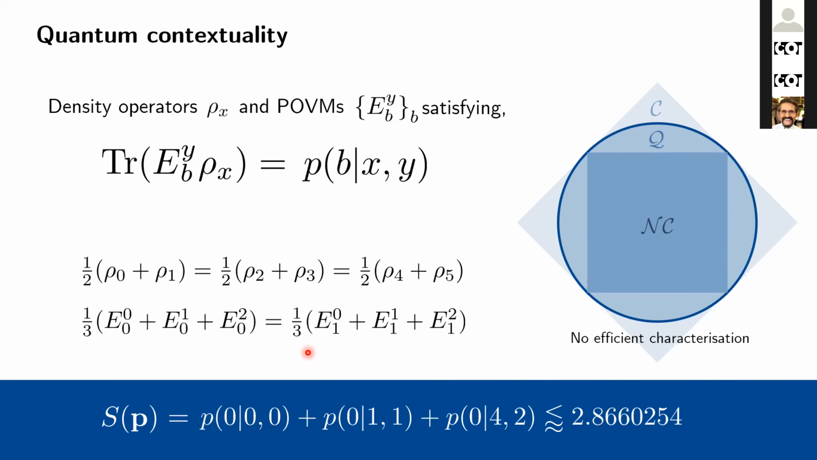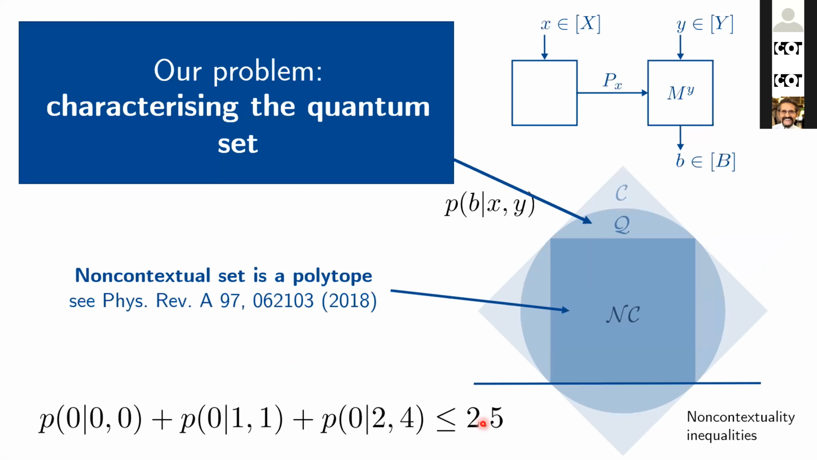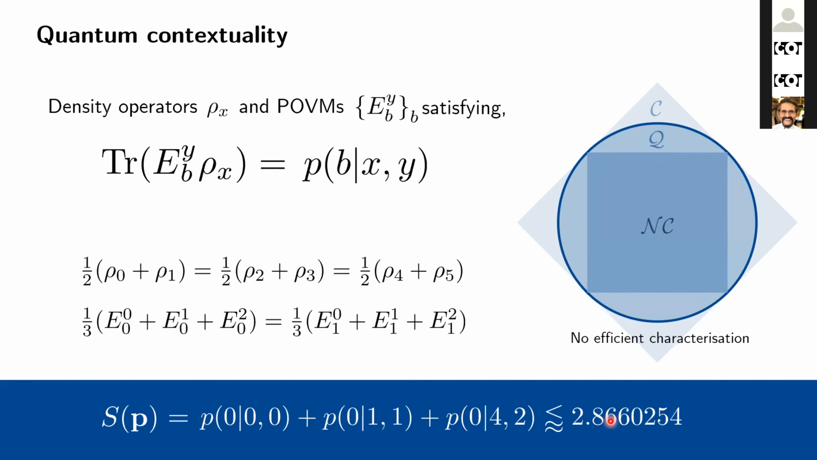The questions that we want to answer are, first, what are the maximal violations that you can get in quantum theory of these non-contextuality inequalities? With the same example from before, in quantum theory you can get about 2.866. If you remember, 2.5 was the maximum in the NC set. That's the first question. In general, we want to answer how to find these kinds of numbers. Also, if we're given a behavior, we want to decide: is it in the set Q or is it not in the set Q?